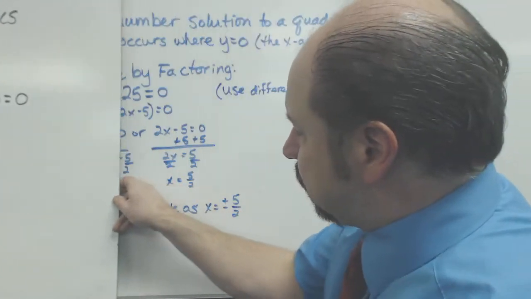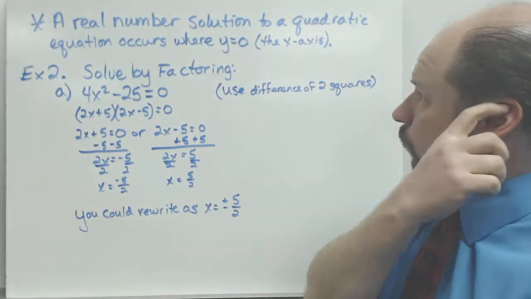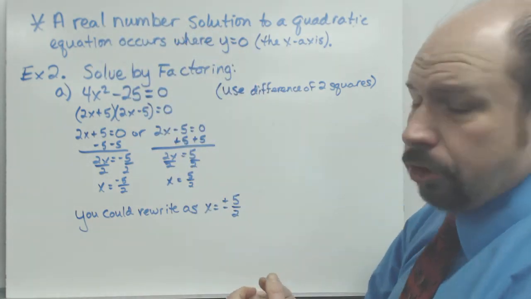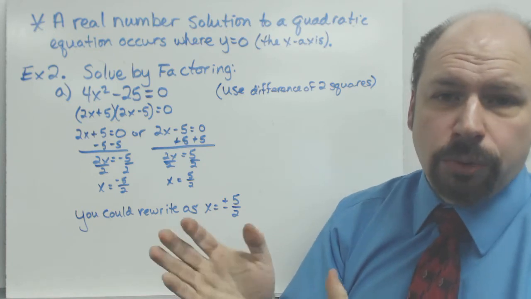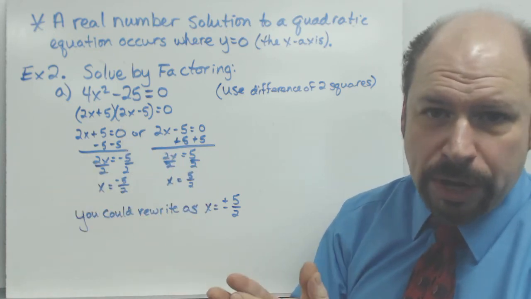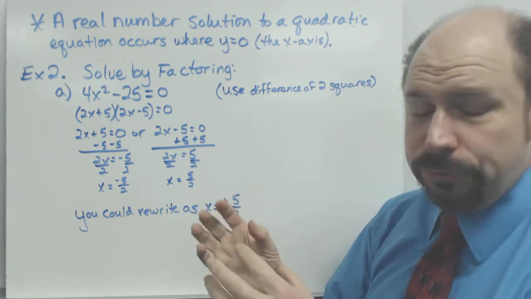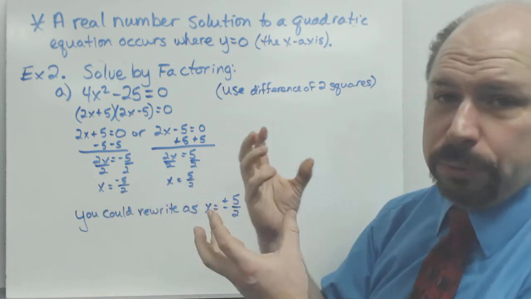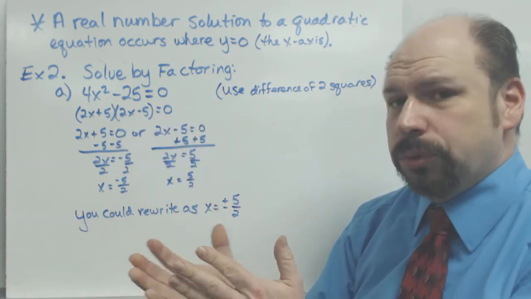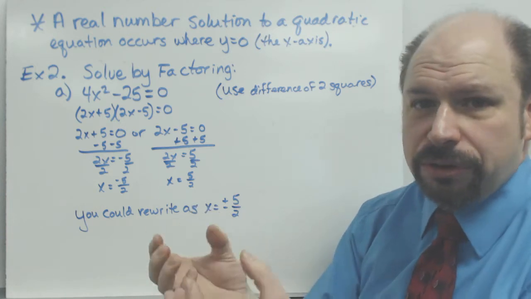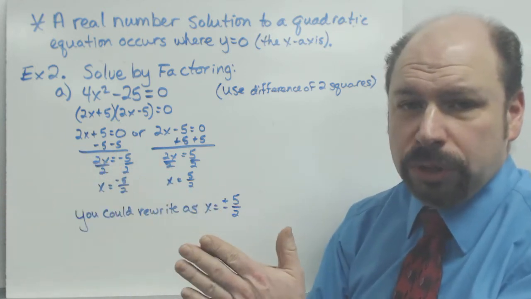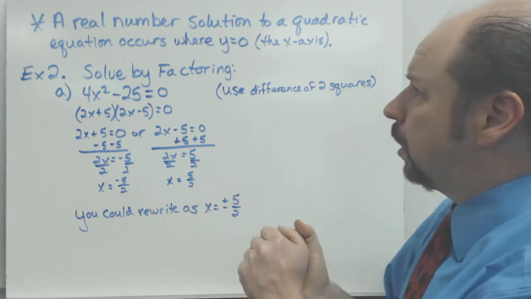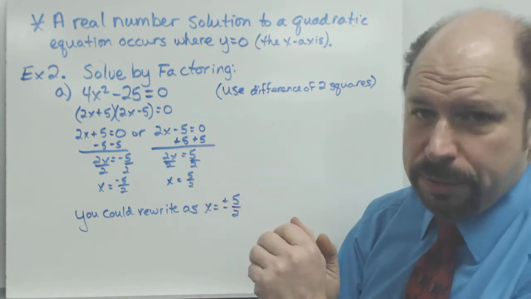Okay, so let's go to some examples where we actually have to factor. Remember, a real number solution to a quadratic equation occurs where y equals 0. We're not going to have a y in a lot of these that we're practicing with, but keep in mind that if we had y in there, when we're finding the solution, we would take out the y and substitute 0 in its place. So really we are finding the solutions of the graph of y equals whatever that quadratic is, and we're finding those x-intercepts. That's really what we're doing here. That's a very important connection to make.